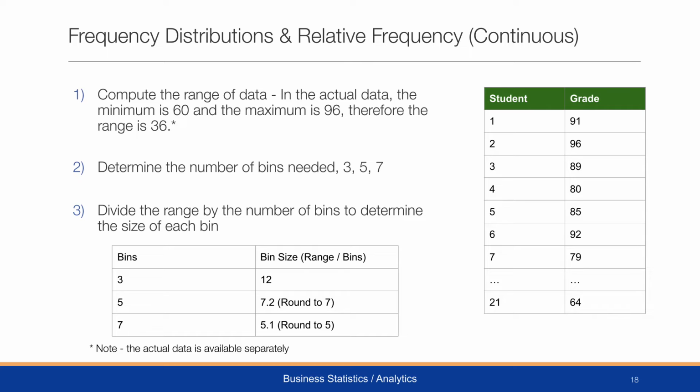We're going to determine the number of bins we need, 3, 5, or 7. And then what we're going to do is we're going to divide the range, which we counted as 36, by the number of bins to determine the size of each bin. So if we choose 3 bins, we're going to have a bin size of 12. If we choose 5 bins, we'll have a bin size of 7. And if we choose 7 bins, we'll have a bin size of 5.